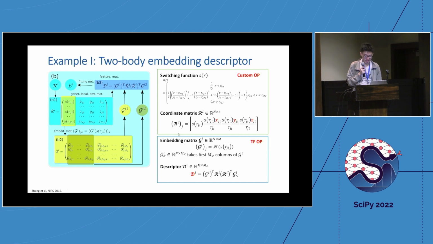And then with the coordinate matrices, we pass them into a neural network. This is different from other software. Other software usually only has one neural network in their model. However, we have two neural networks. One is for the embedding descriptor, and another is the fitting neural network. And with the output of the embedding neural network, we then do some mathematical operations to get the final descriptor.